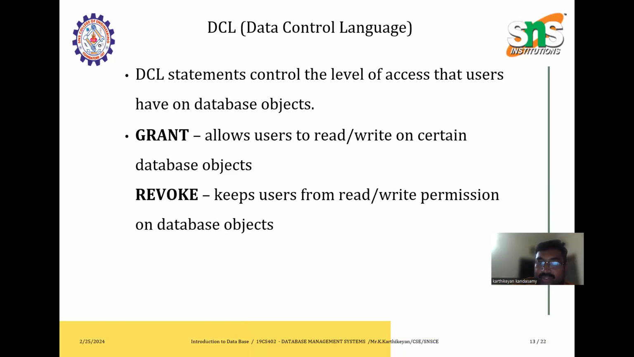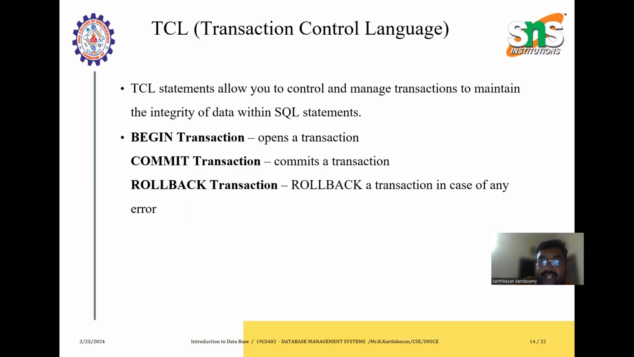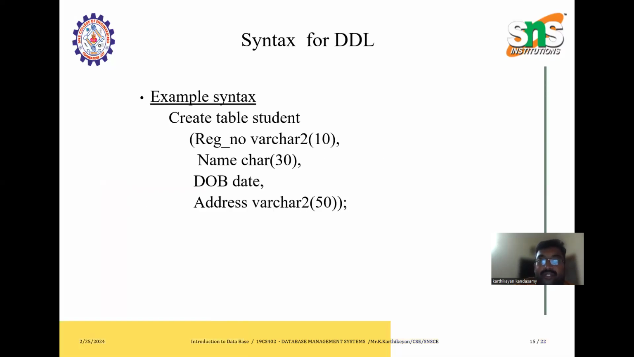Grant allows a user to read and write on a certain database object, and revoke keeps a user from read and write permission on database objects. So TCL: begin, commit and rollback. Begin starts the transaction, commit completes the transaction, and rollback undoes the transaction in case of any error. For example, your bank transaction at the time of using an ATM.